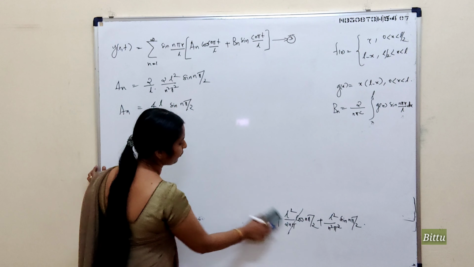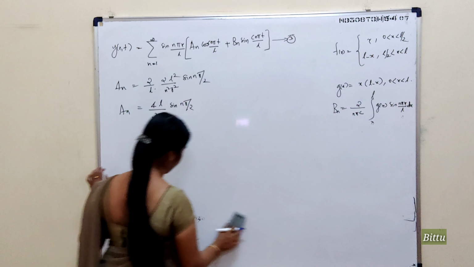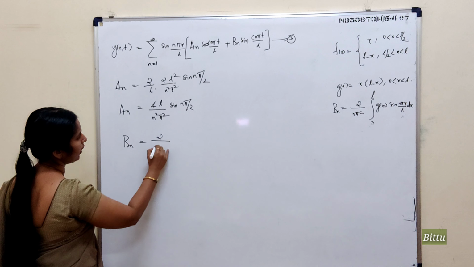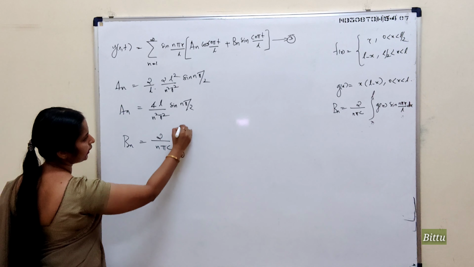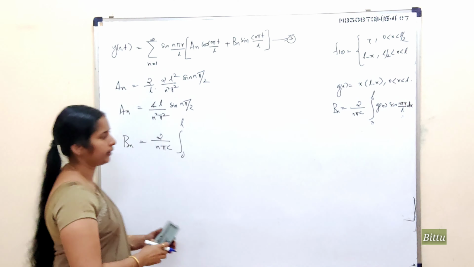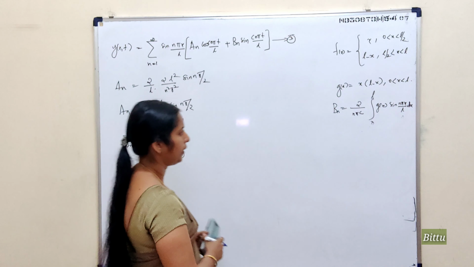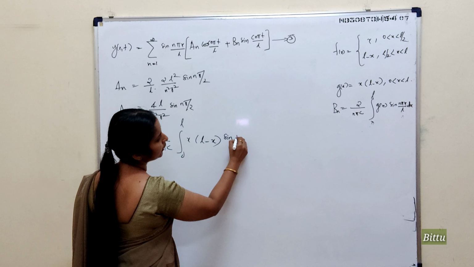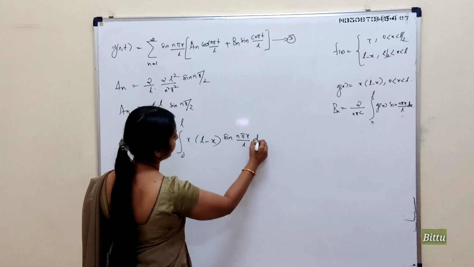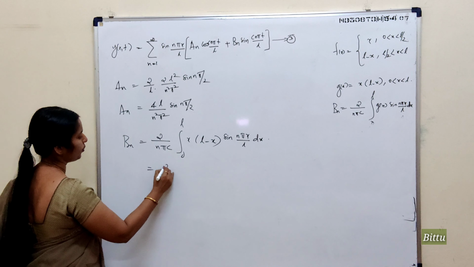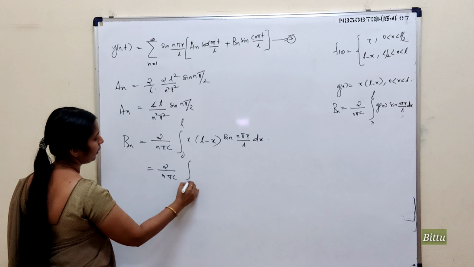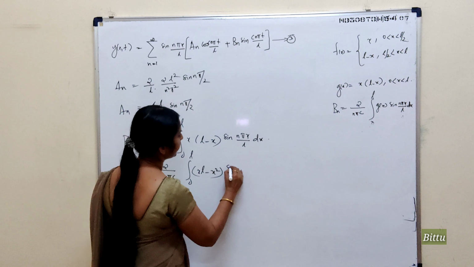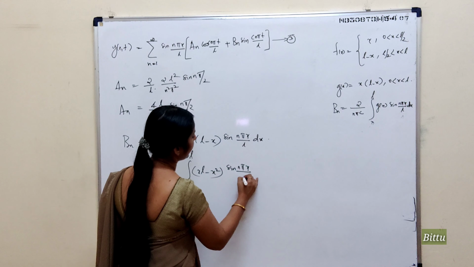Similarly, next we have to find Bn. Bn is given by the equation 2 by n pi c integral 0 to L g(x). See, this is our Bn. And g(x) is given by x into L minus x, sin n pi x by L dx. That is 2 by n pi c integral 0 to L x(L minus x) into sin n pi x by L dx.